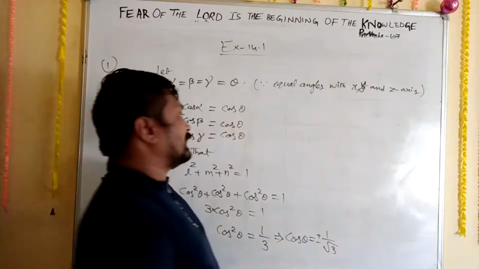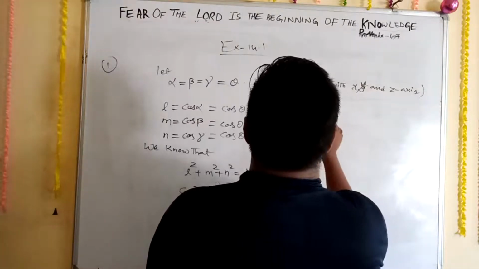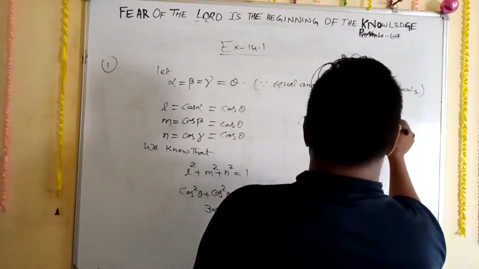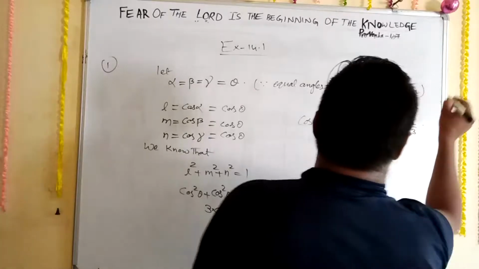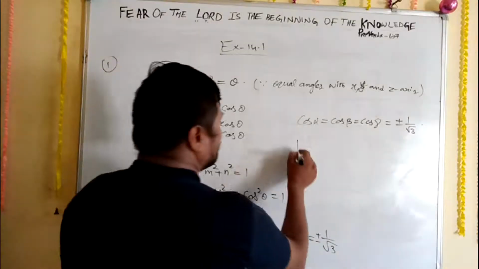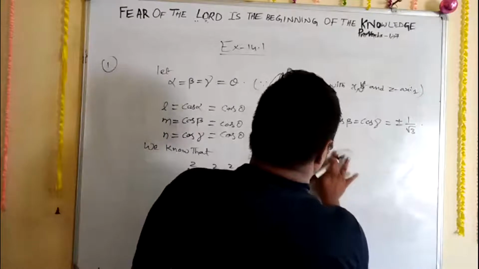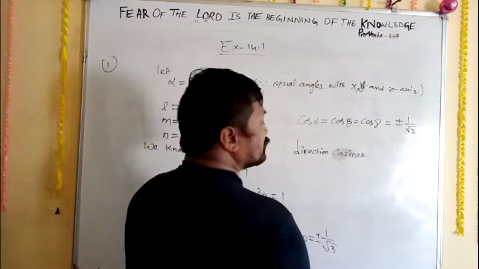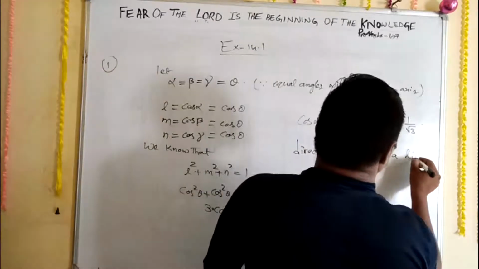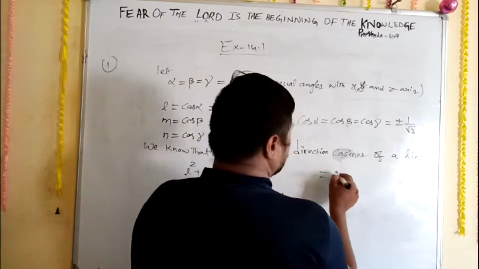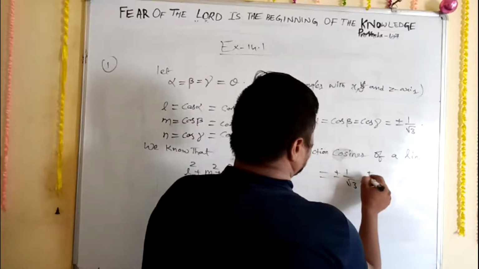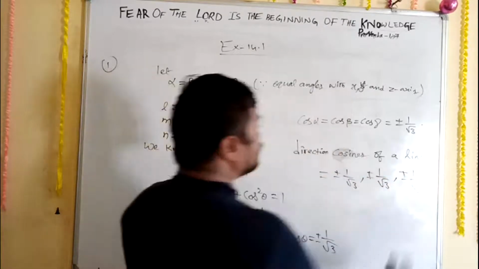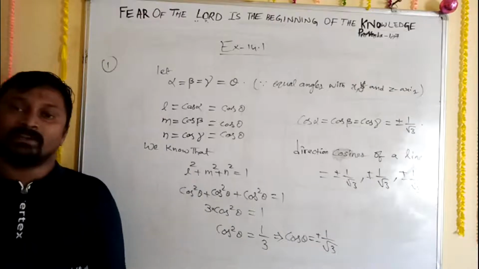Then you can write directly that cos alpha is equal to cos beta is equal to cos gamma is equal to plus or minus 1 upon root 3. So the direction cosines of the line are plus or minus 1 upon root 3, plus or minus 1 upon root 3, plus or minus 1 upon root 3. In that way we have to find it.